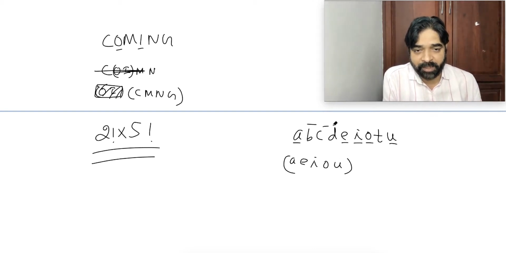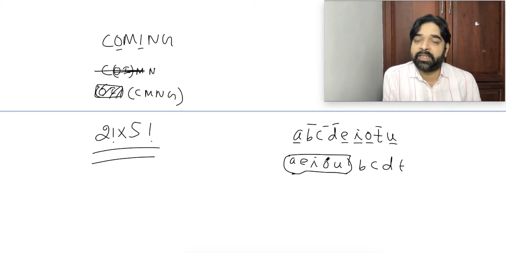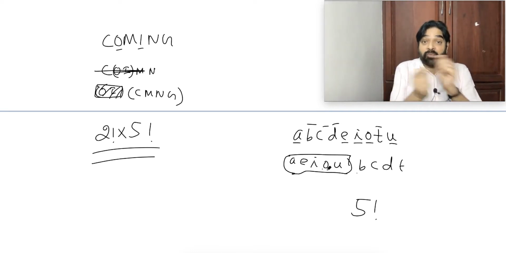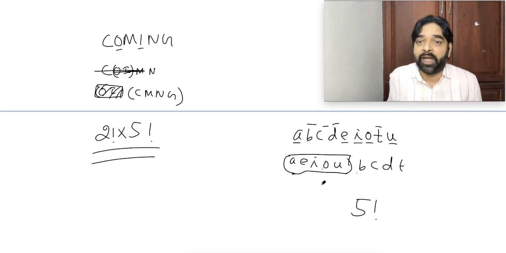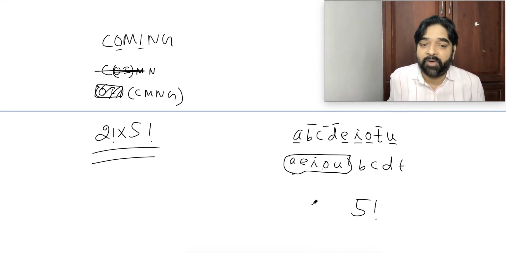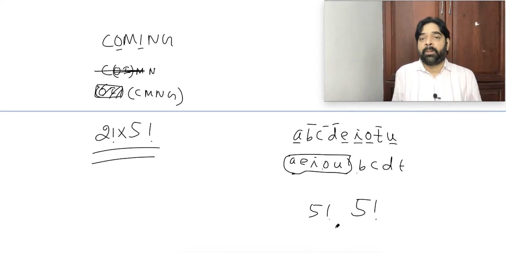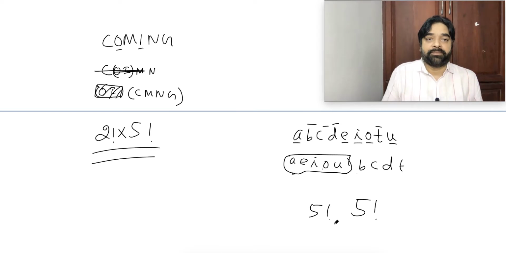B, C, D, T. Now the vowels are inside a box, so it's a single object. How many objects now? 1, 2, 3, 4, 5. So 5 factorial. Now the vowels are together, but inside the box the vowels can interchange. In how many ways can they interchange? 5 factorial. This will be the answer.